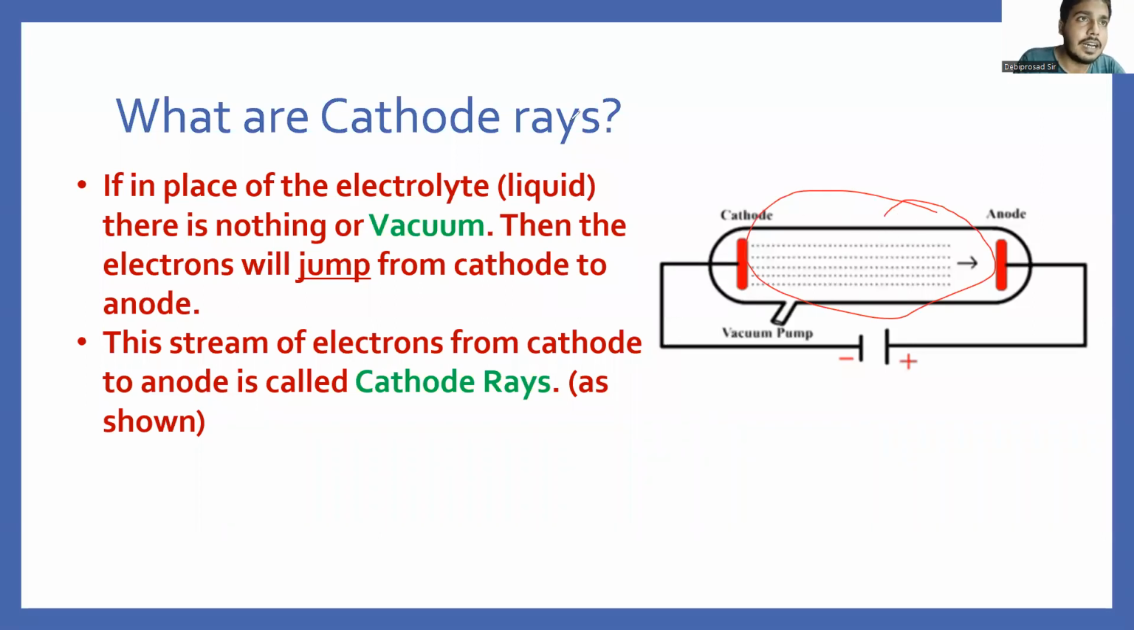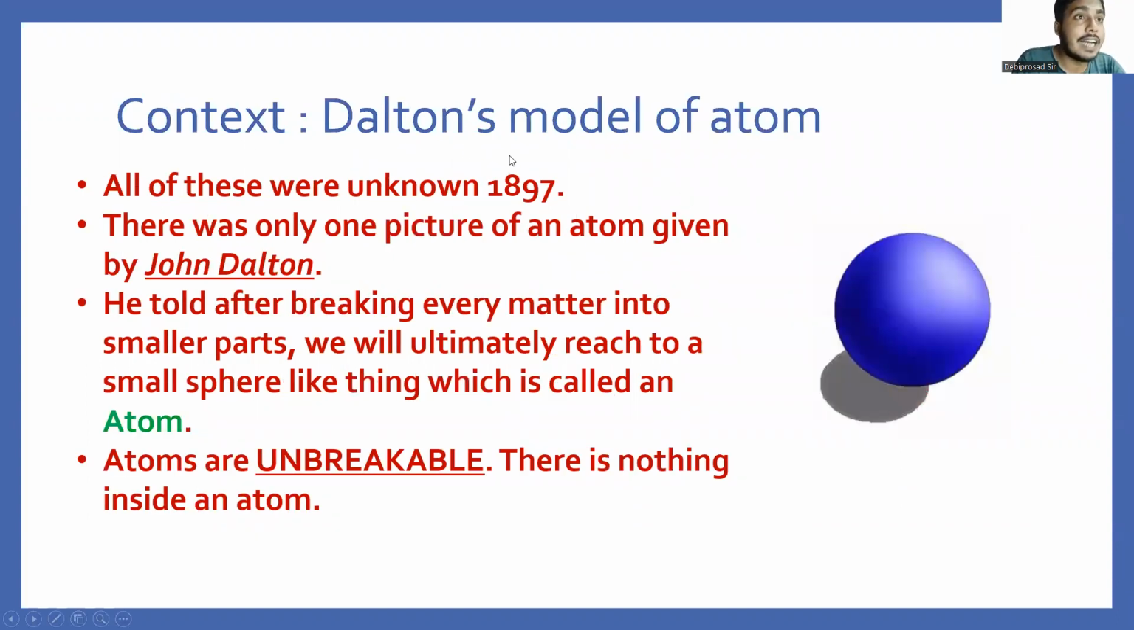Understood? But we didn't know this at the time of 1897, when J.J. Thomson came and did this experiment that we are going to cover. Everything that I have told till now was not known. So what was known till that time? Dalton's model of atom. What is Dalton's model of atom? There was someone called John Dalton who first of all proposed the idea of an atom. So what is an atom? He said in his own language that all of these were unknown in 1897. There was only one picture of an atom.